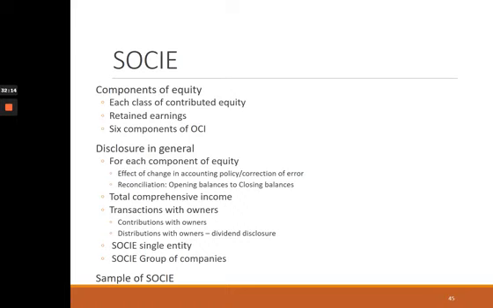You would have your total comprehensive income for the year, and then you would have line items for transactions with the owners, so your shareholders. So you would have contributions with your owners, so if you had issued shares, for example, or distribution with owners. So if you declared a dividend, then those dividend distributions would appear on your statement of changes in equity.